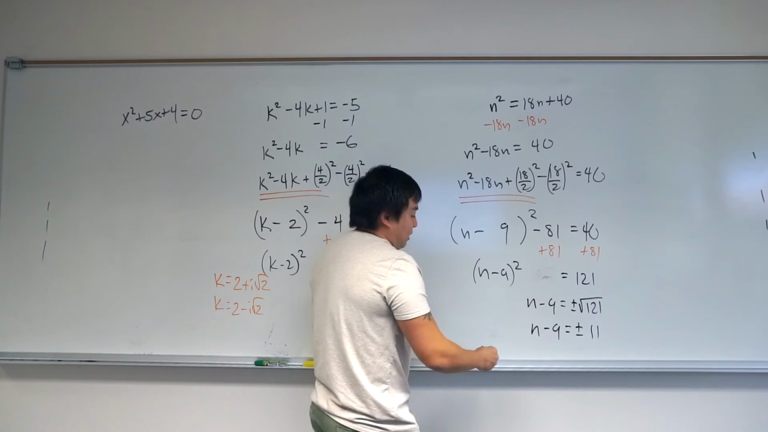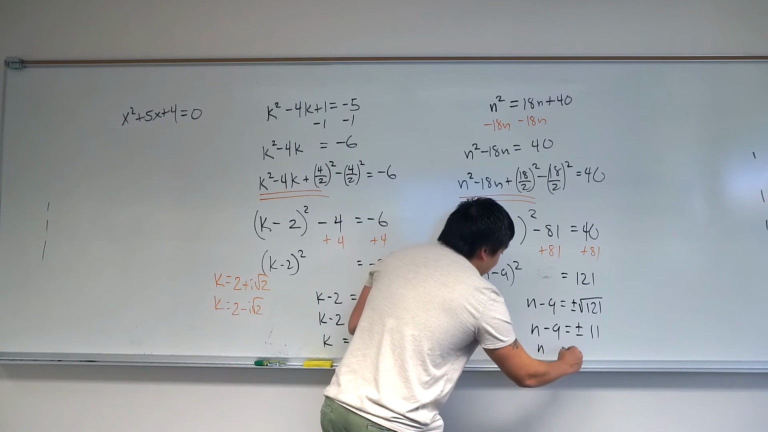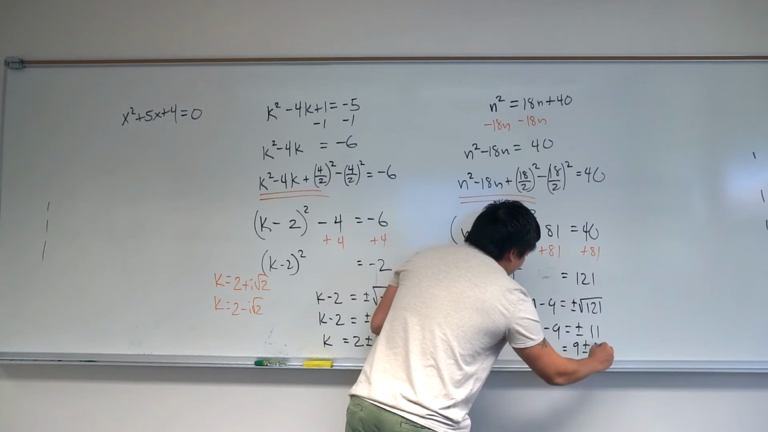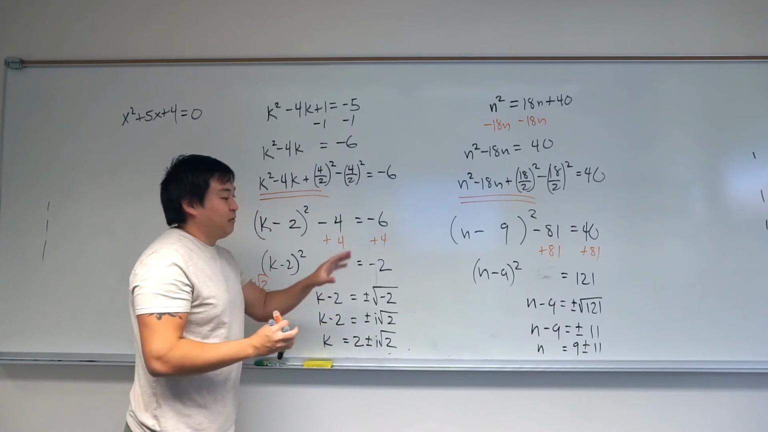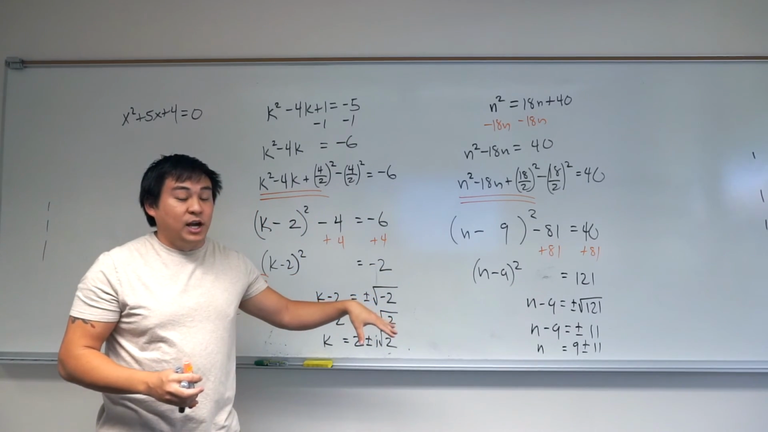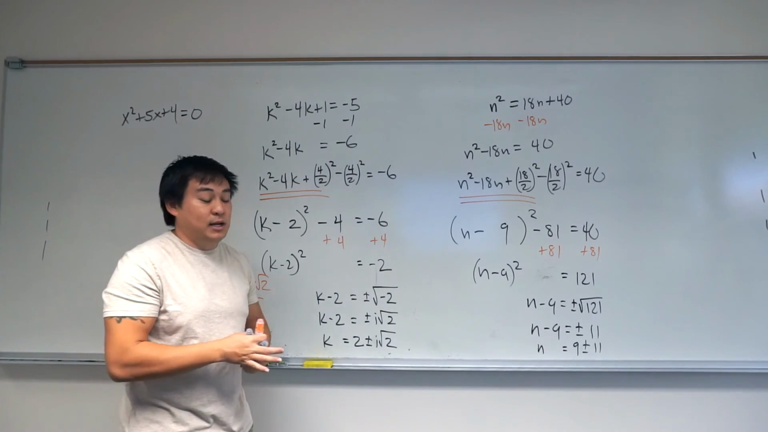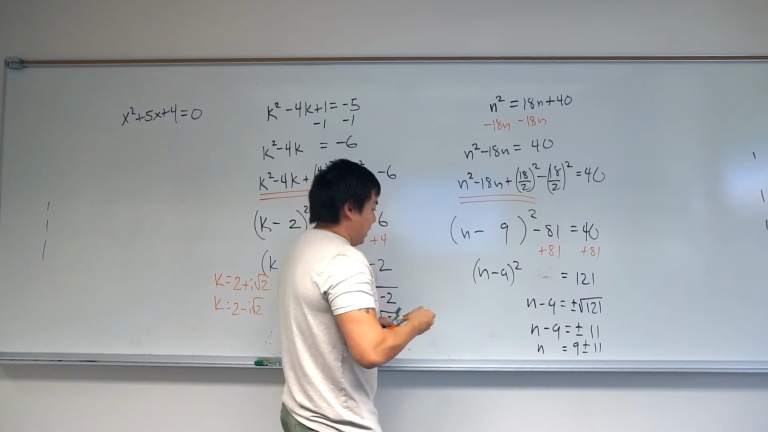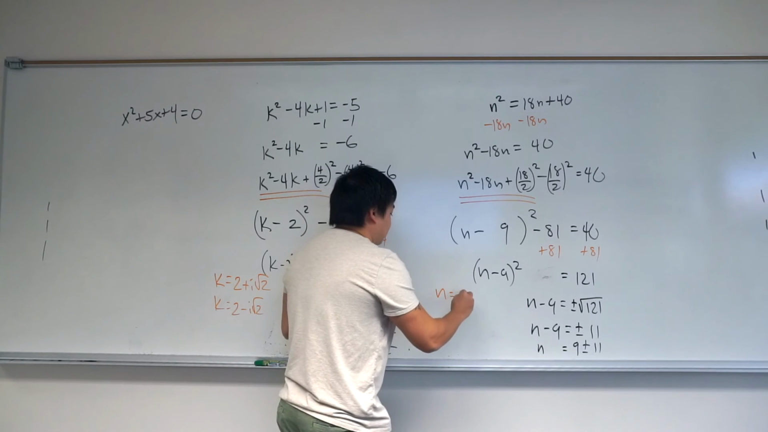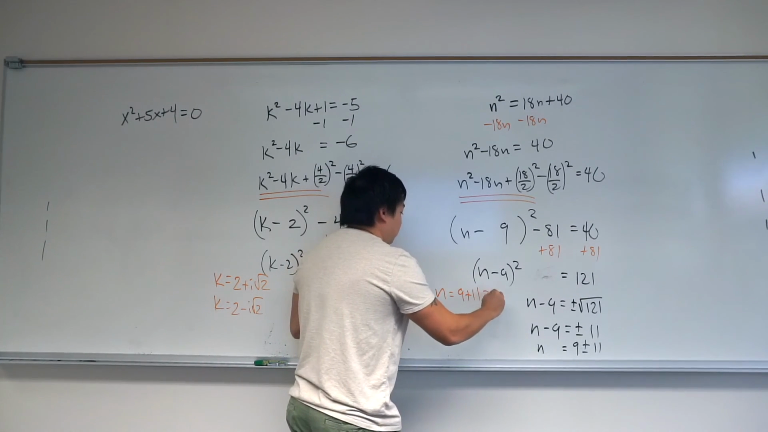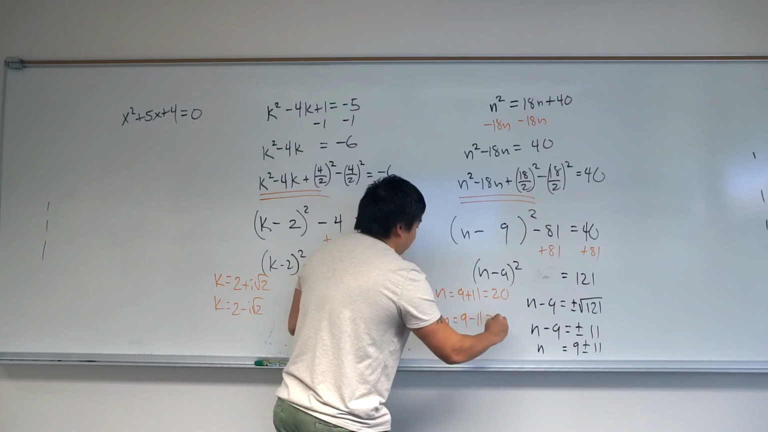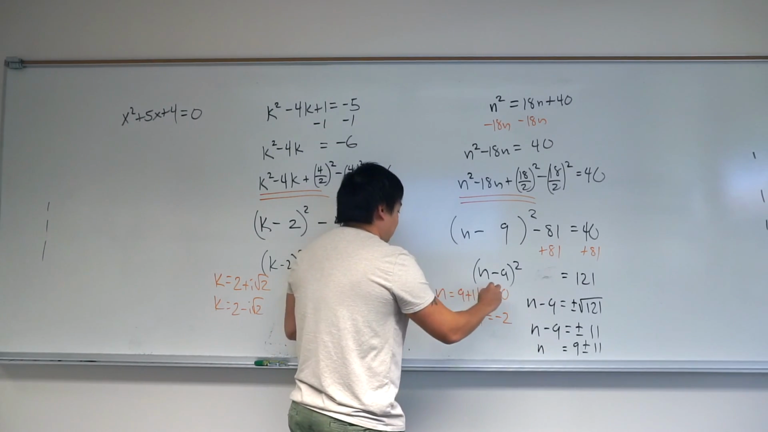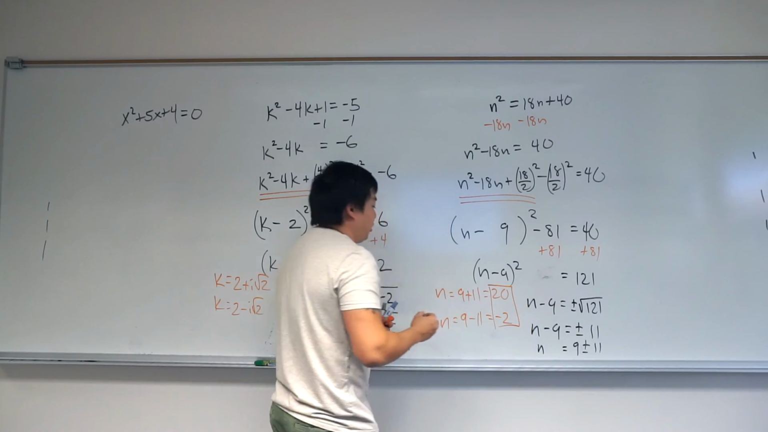And here when we add 9 to both sides, we get 9 plus or minus 11. Very similarly to the very first problem, you actually have to evaluate it. You can't just write it as 9 plus or minus 11. So n is equal to 9 plus 11, which is 20, or n is equal to 9 minus 11, which is minus 2. So these are your 2 answers.